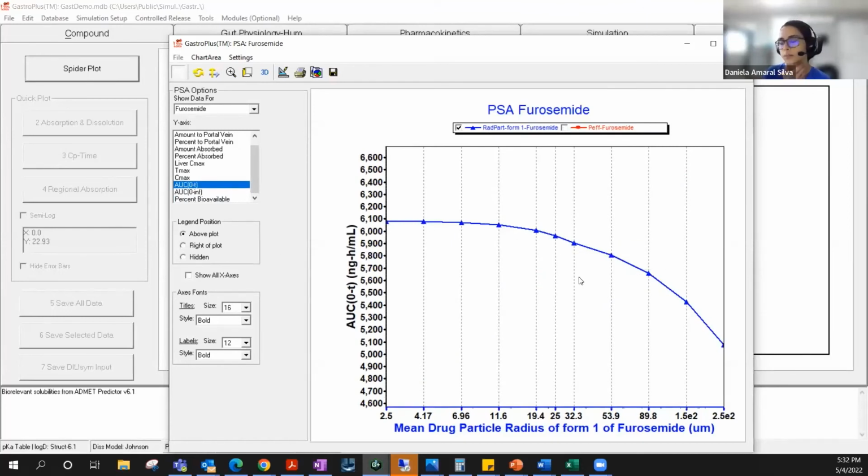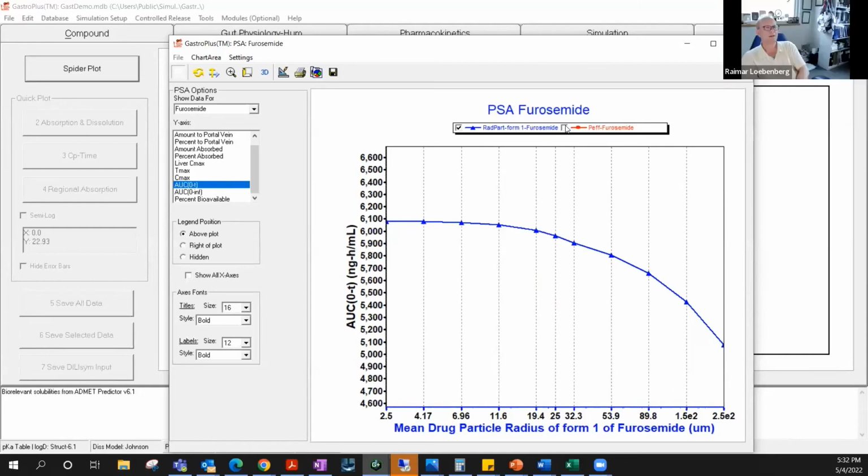Many times we have that concept that if you micronize something, then you have an increased exposure, or AUC will be greater. So we also showed them how this can be a very powerful tool to set specifications, for example particle size specifications: if you do micronize it under 25-ish micron of particle radius, you're not necessarily going to have a higher exposure.